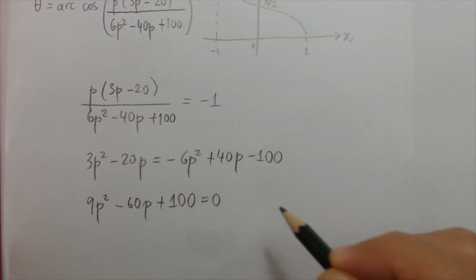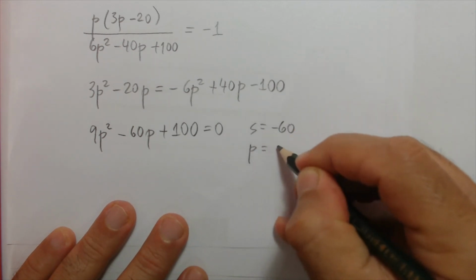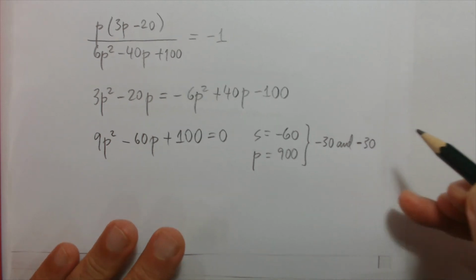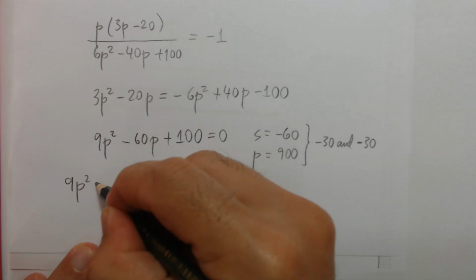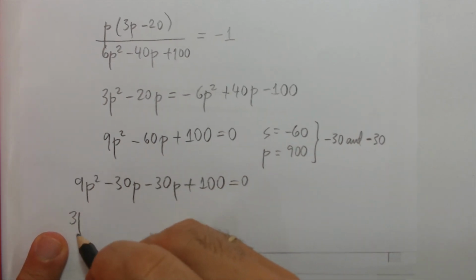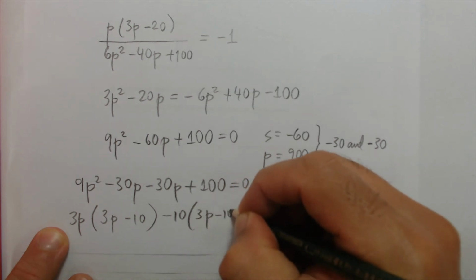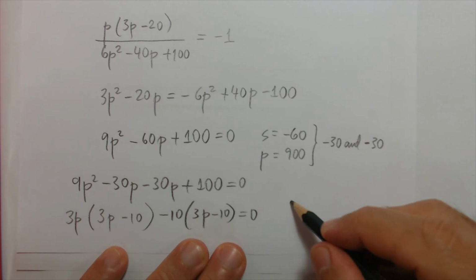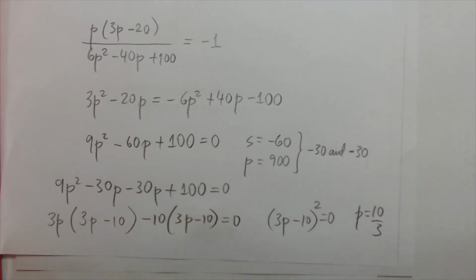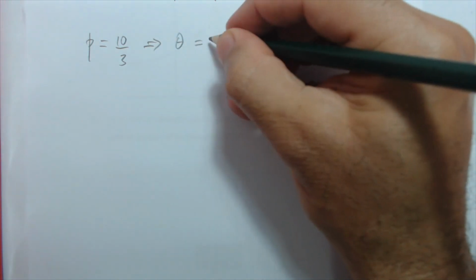It's a quadratic. We will factorize. The sum is minus 60. The product is 900. Not difficult to find. The numbers are minus 30 and minus 30. So 9P squared minus 30P minus 30P plus 100 is equal to 0. 3P, open brackets, 3P minus 10, minus 10, 3P minus 10 is equal to 0. So what we get in fact is 3P minus 10 squared is equal to 0. This means that P is equal to 10/3. So when P is equal to 10/3, the angle theta is pi, which is the maximum value that we found before.